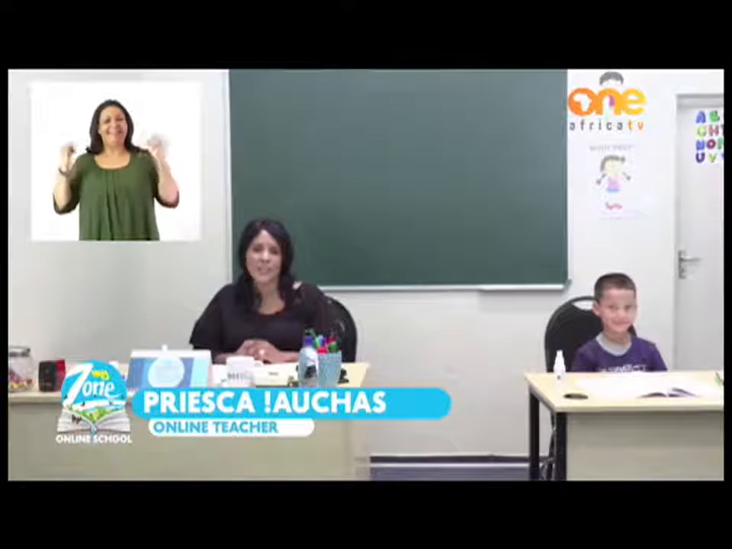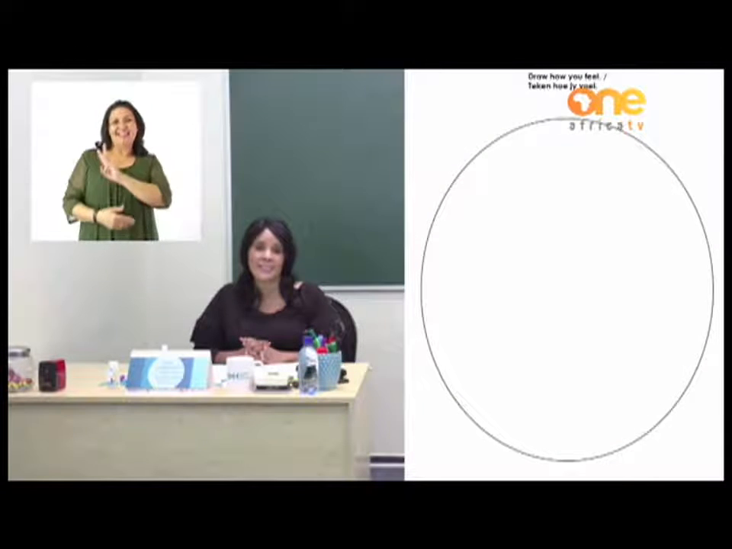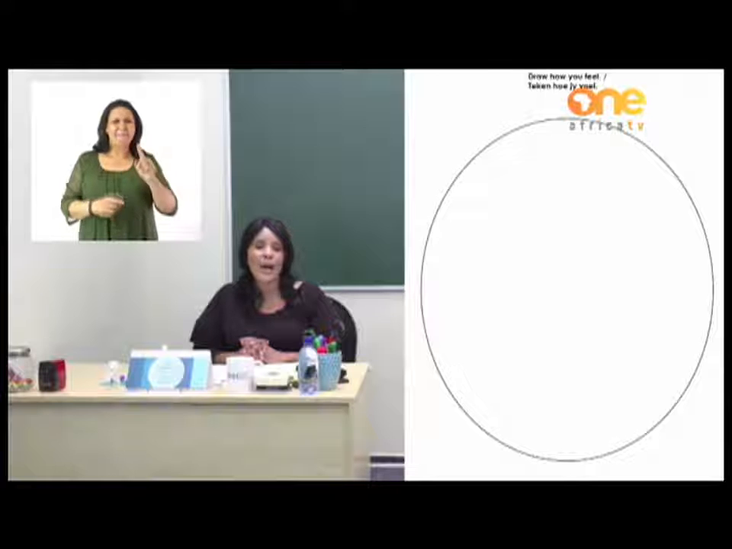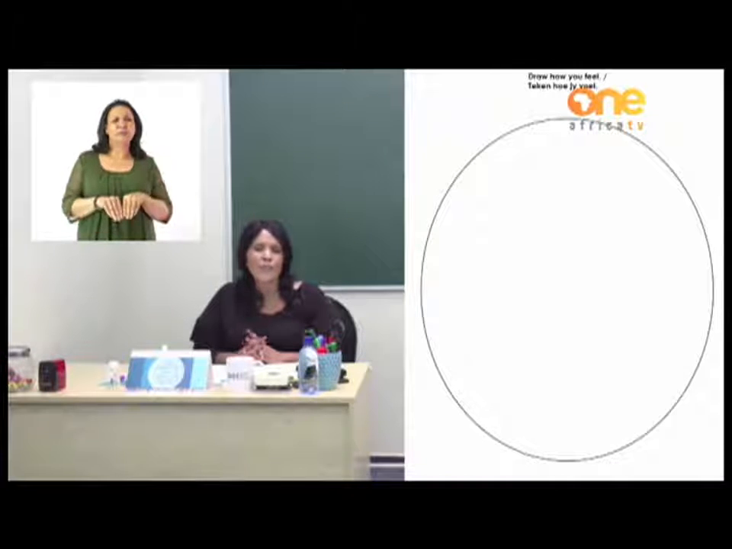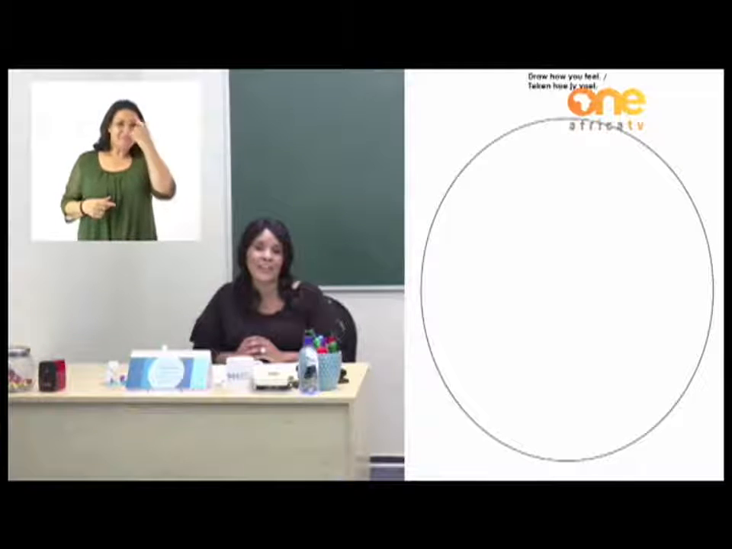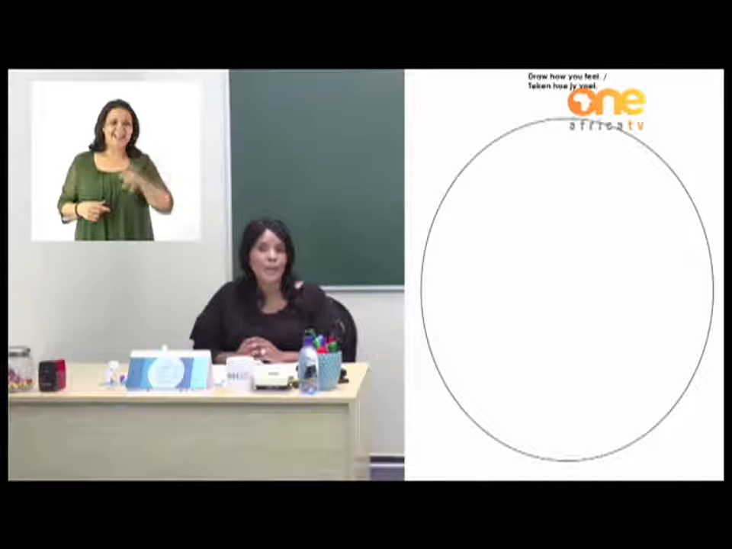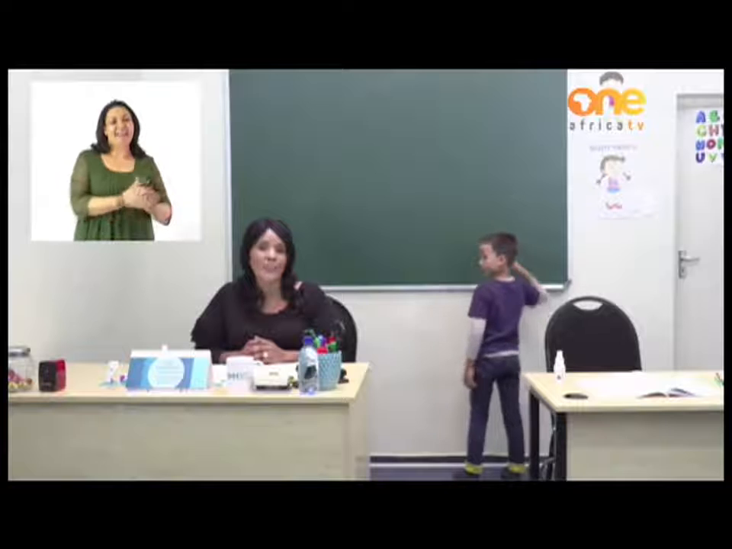Can you turn to page 30? Turn to page 30 and you will see the big circle over there. Now what I want you to do is draw how you felt throughout this lesson. Were you excited? Were you happy? Or were you sad during this lesson? I want you to draw your face in that big circle while I ask Noah to draw for us on the board how he felt throughout this lesson.